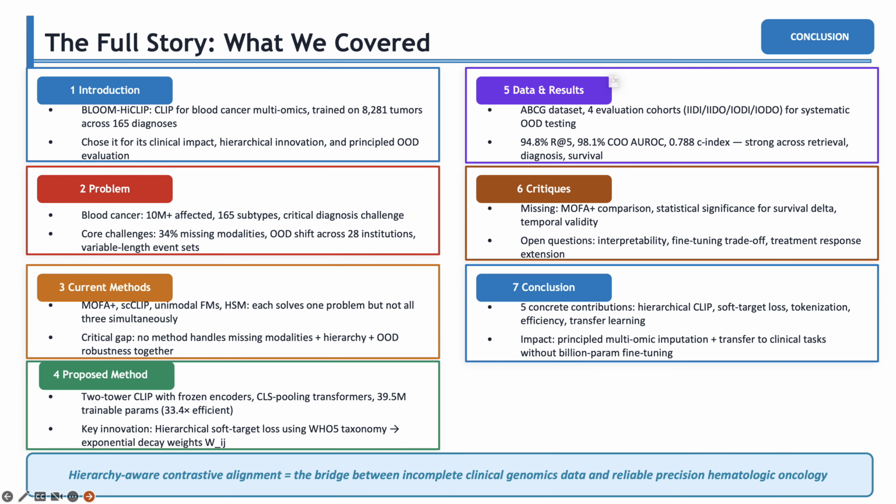Blood cancer is a hard, heterogeneous clinical problem. Existing methods can solve one puzzle piece. Bloom HiCLIP is the first to close all 3 gaps: missing modalities, OOD shift, and hierarchy, simultaneously in one parameter efficient architecture. The results are strong and they hold up on held out institutions and rare diseases. The critics are real, but the contributions are really substantial.